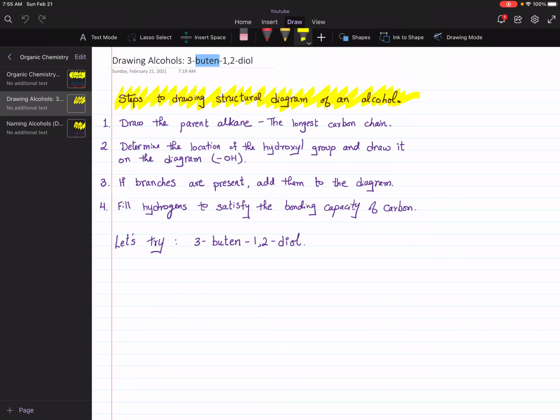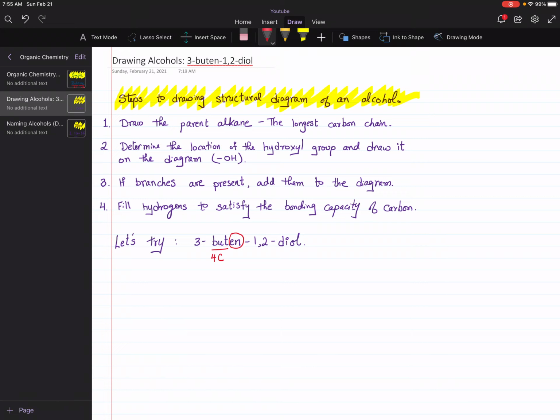So, let's look at the name first and try to break down what this name tells us. We have "but", which tells us that this is going to be a 4-carbon chain, so 4 C's. Then we have this interesting information. We have "en". En represents an alkene. That means there is a double bond.